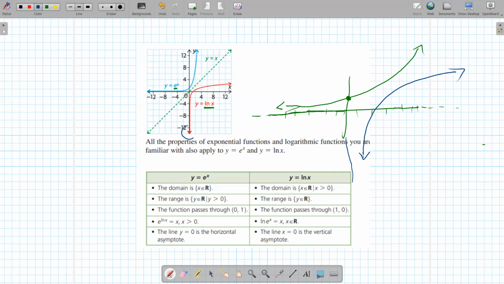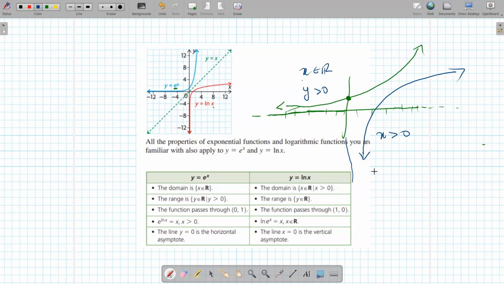See, this line never crosses. They can't be negative, and they also can't be 0. Just like here, y cannot be 0. For the inverse function, x cannot be 0. It's strictly positive, okay? Over here, x can be anything.